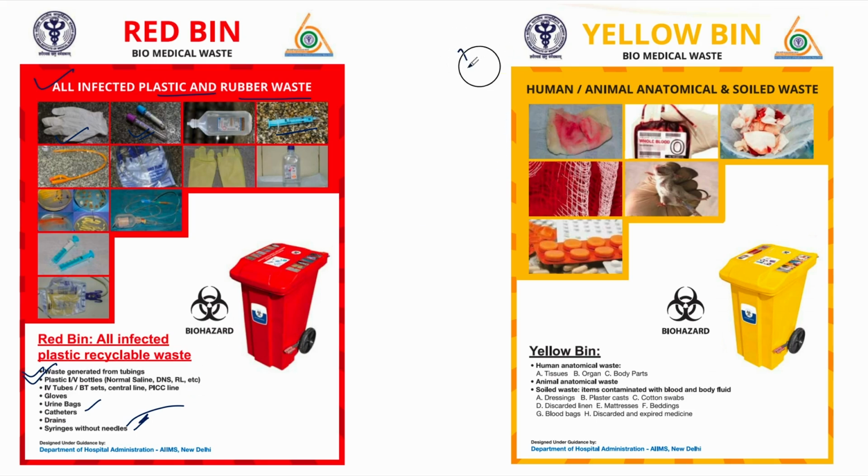In the yellow bin, there will be human or animal anatomical waste like organs, placenta, etc. Dressings or plaster casts, cotton swabs soiled with blood. Discarded blood bags which have positive blood, reactive blood, HIV positive blood bags, expired blood bags. Expired medicines, etc. This will all go into the yellow bag or yellow bin.